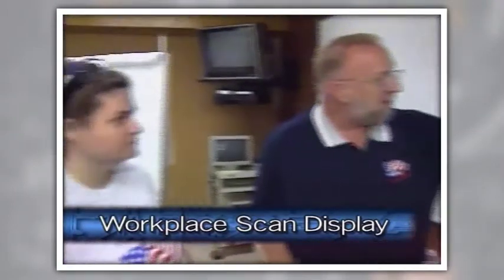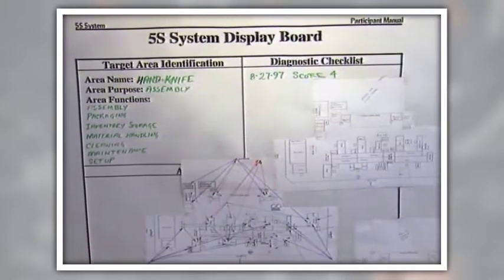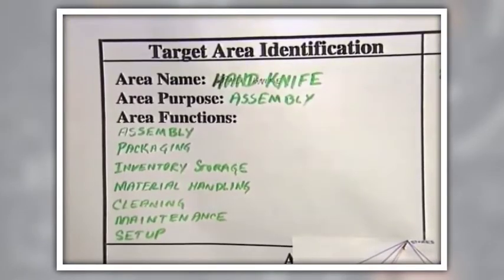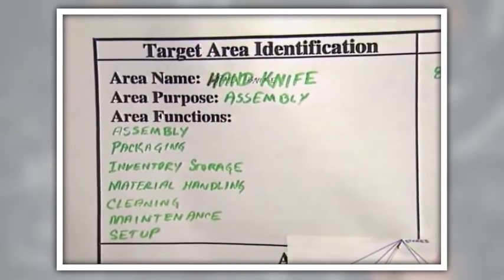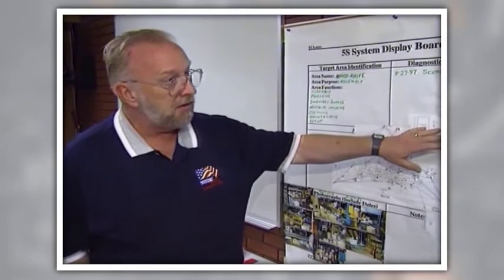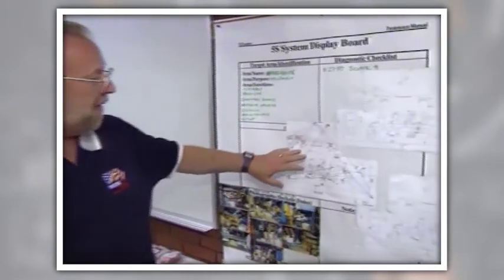Element 5. Workplace Scan Display. The workplace scan is a report of actual conditions in the target area. To gain the most benefit from the scan, create a scan display so that everyone who uses the area will understand the problems and issues you have identified.